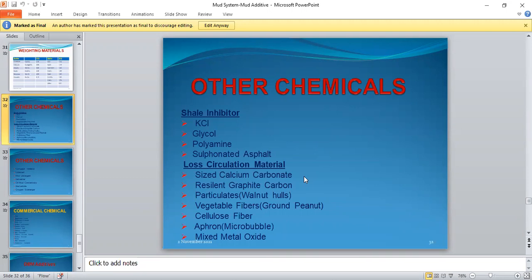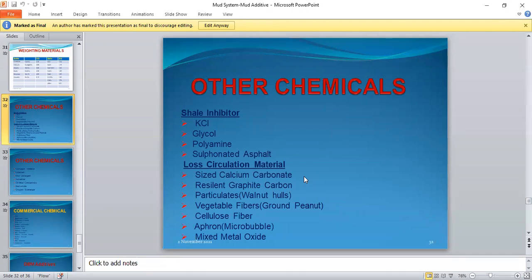Vegetable fiber, ground peanut shells. When they grind it into powder form or to a particular size, it will solve the problem. Cellulose fiber, like some vegetable fibers, maybe wood. Wood is cellulose. Sawdust from the plank shade, they will grind it, bring it to a particular size and use it.